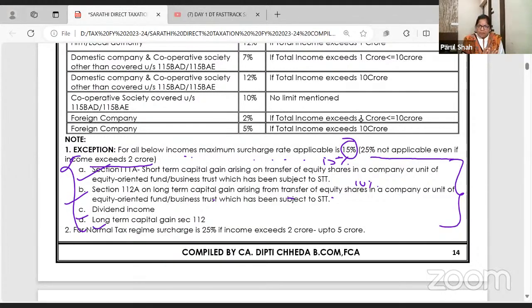Surcharge, sorry. So if I get dividend of 8 crores also, what will be the surcharge rate? 15%. Not even 25, not even 37. So what are the four incomes on which the highest rate of surcharge is stopped at 15%? Long-term capital gain on shares, short-term capital gain on shares, long-term capital gain other than shares, like property, jewelry, land, plot, and dividend. Clear to all of you?